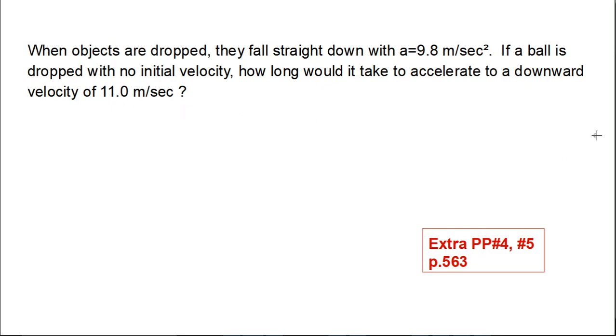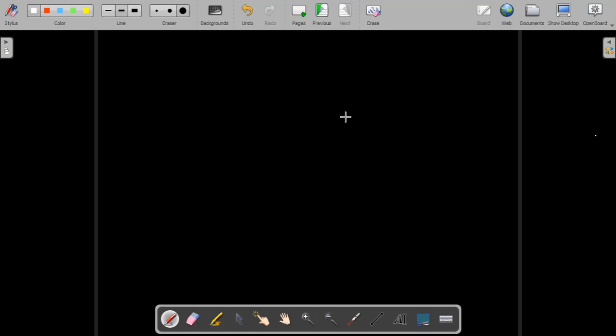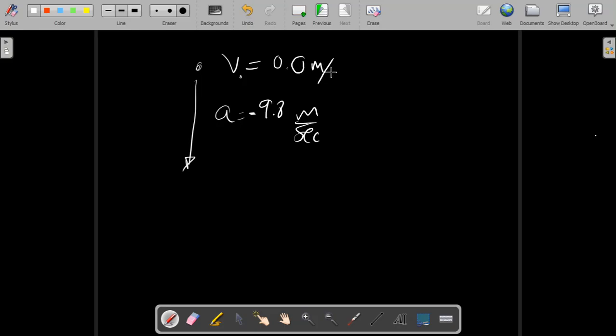Remember that drawings are your friends. So let's draw what they're saying. Something is dropped. There you go. It's going down. They give us the acceleration, 9.8 meters per second squared. Remember that if it's going down, it's a negative value. There's no initial velocity. So velocity initial, when you started, the initial velocity was 0. Okay.